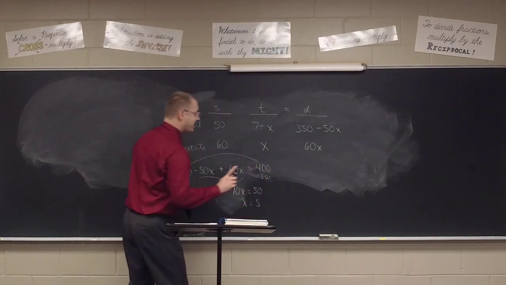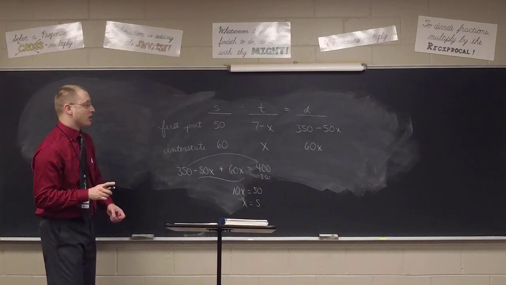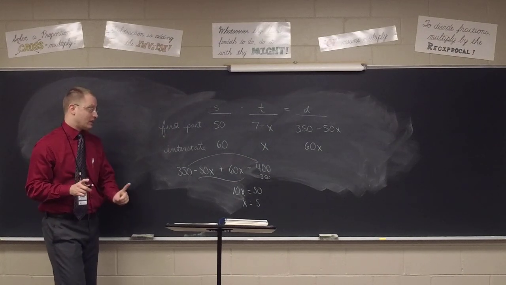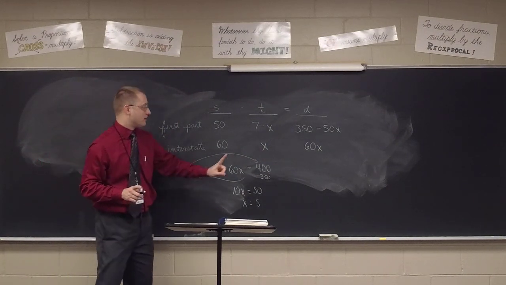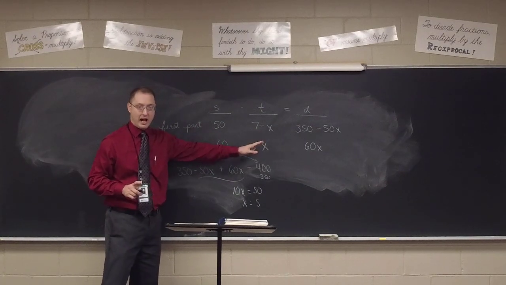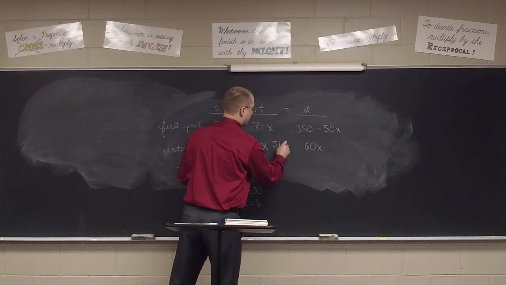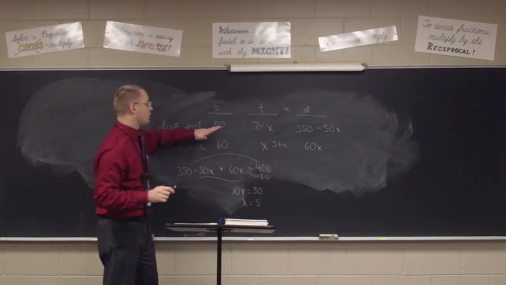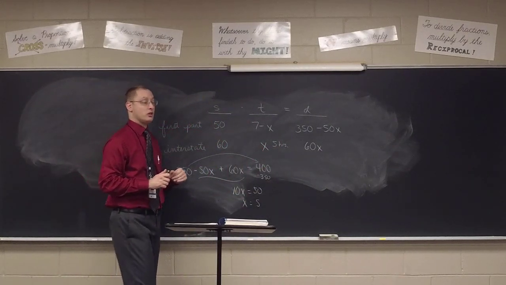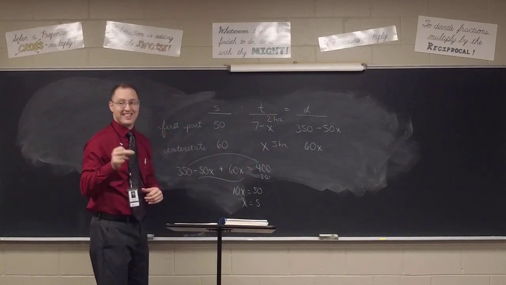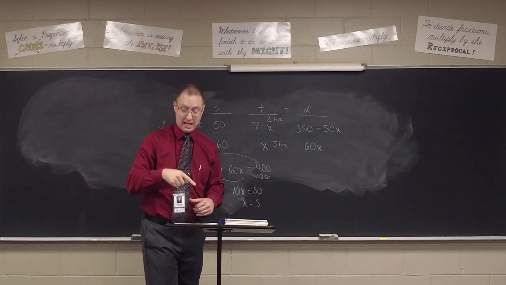All right, now, what is 5? 5 is an amount of time. So the interstate time is 5, or we would say 5 hours. That means the first part of the trip took 2 hours. But realize, that's not what the problem was asking.